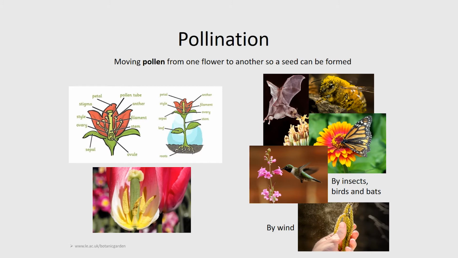And remember, pollination, the moving of pollen from the anthers to the stigma of another flower, can be done by insects, including bees, bats, butterflies, and some birds, and also by the wind.